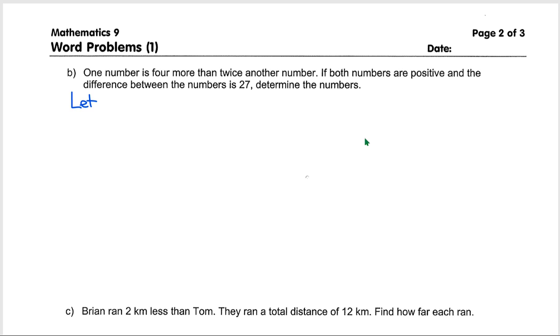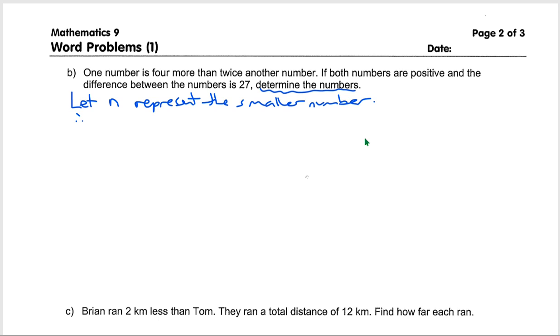Now, we know we need a variable, but what's the variable going to be? So the way you're going to know what the variable is going to represent is look at the end of the question for the part that asks what the question is. What are they asking for? They're asking for the numbers. So if they're asking for the numbers, then we need a variable to represent numbers. So we'll use n. Now it says one number is 4 more than twice another number. So again, we have a situation where there's a bigger one and a smaller one. So let n represent the smaller number.